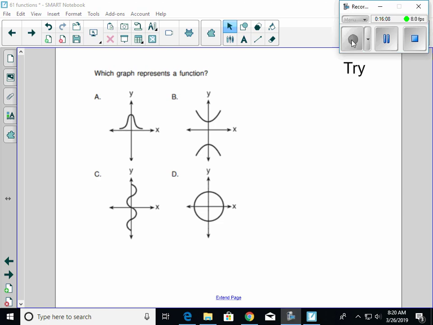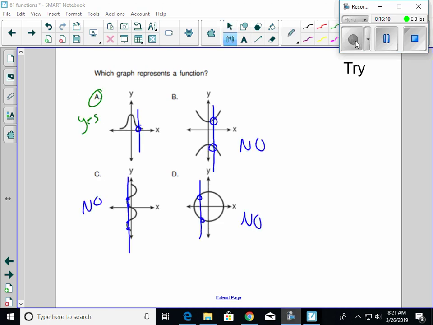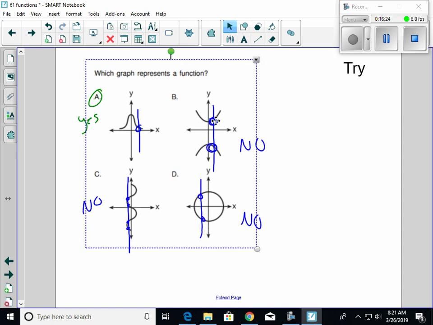Okay, please try this one. And the answer to there was A. And the other ones, if you could find a spot that it hits it more than once, the answer is no. Okay, I know you may be able to find a spot where it does just hit it once, like right there, but that's not important. You gotta try to find a spot where it hits it more than once.